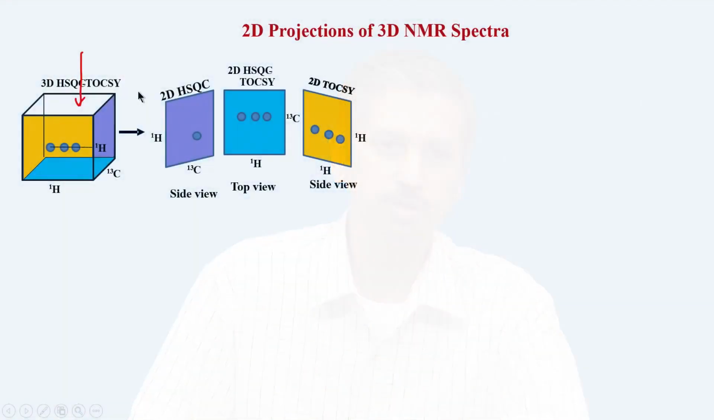Last class we were looking at 2D NMR projections of a 3D spectrum. We will continue with that today and look at a few examples. So, let us continue from where we stopped. We looked at this 3D HSQC TOCSY, which is shown here, and I showed you the different views of this, how it results in different spectra.